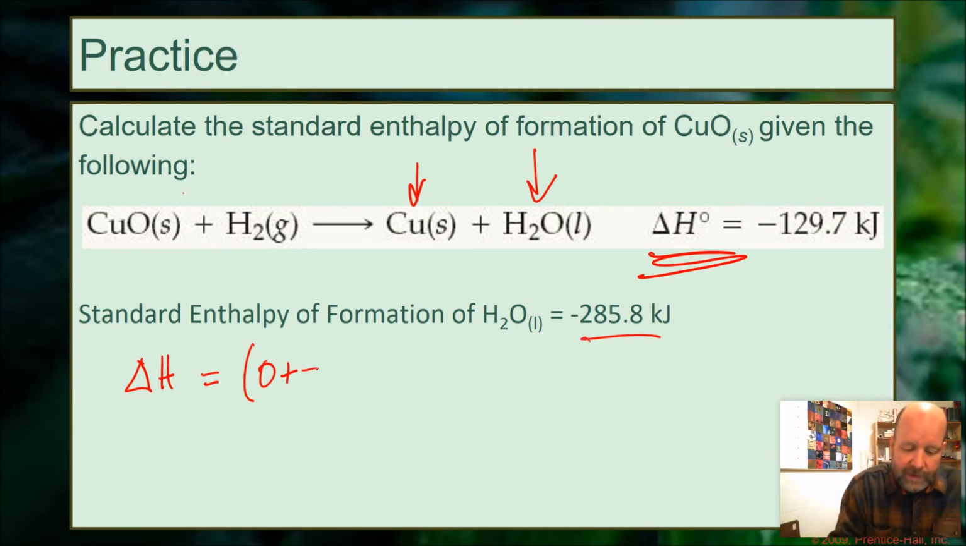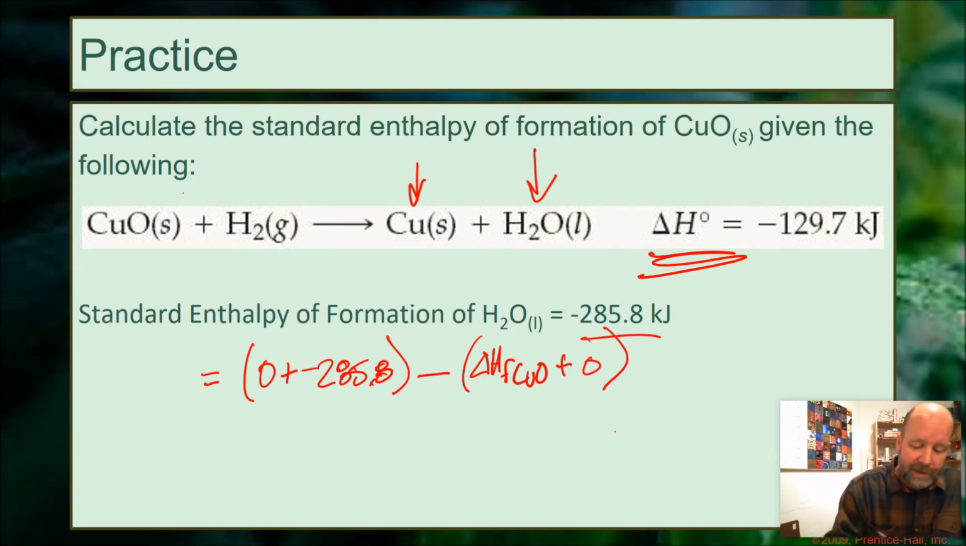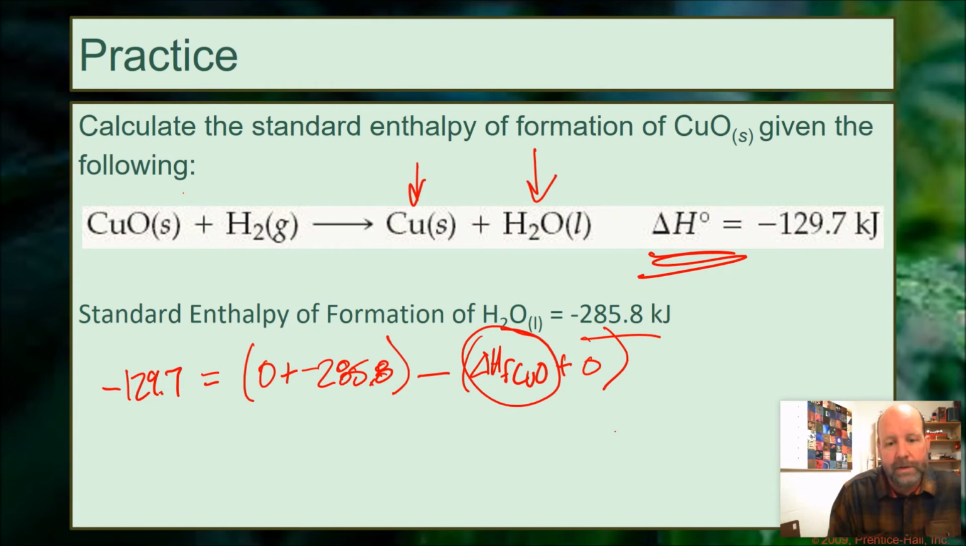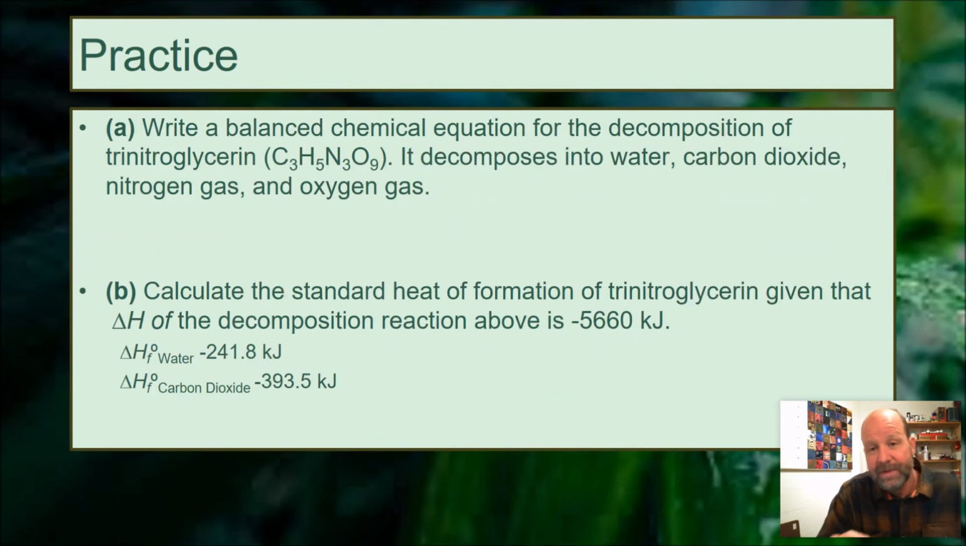They gave us that is negative 285.8, minus the reactants. So the reactants are the standard enthalpy of formation of copper oxide, so delta H of formation CuO, plus hydrogen, which of course is going to be 0 because it's elemental. And if we go back to this delta H at the beginning here, this is going to be negative 129.7. So now all I have to do is solve for this guy. So you rearrange the equations, solve for the heat of formation of copper oxide, and you'll get negative 156.1 kilojoules per mole.